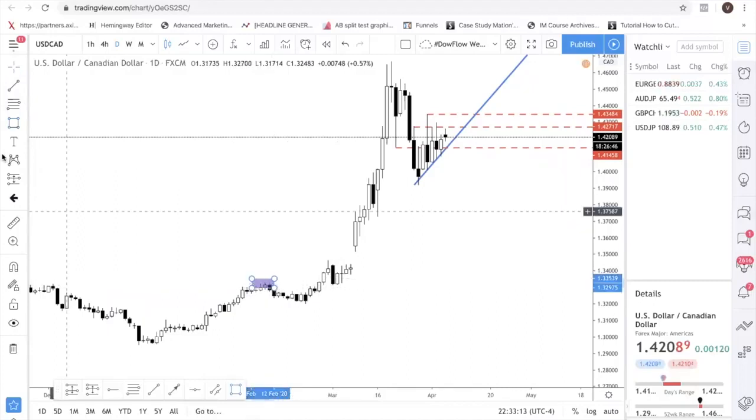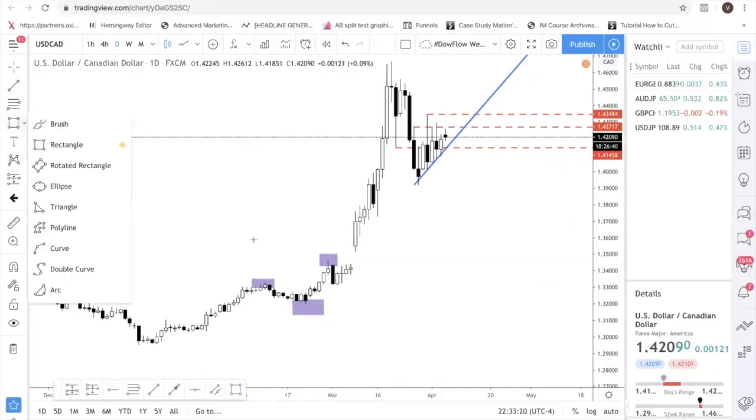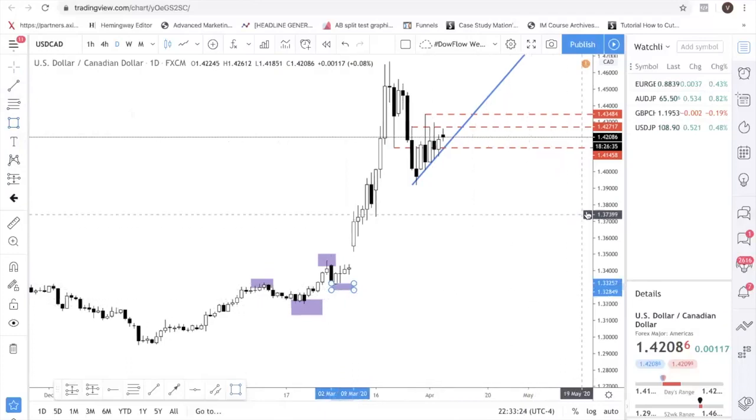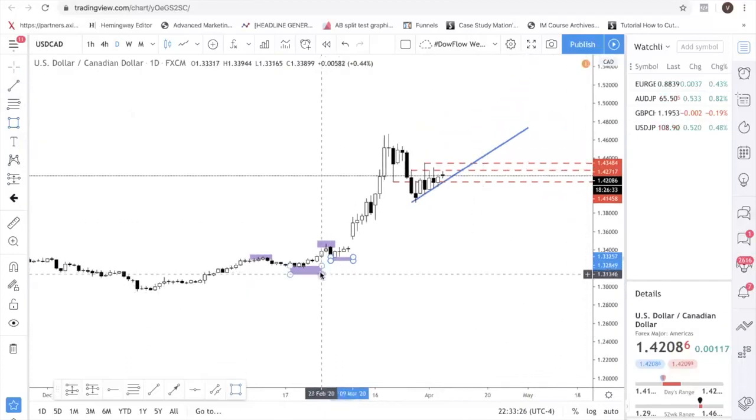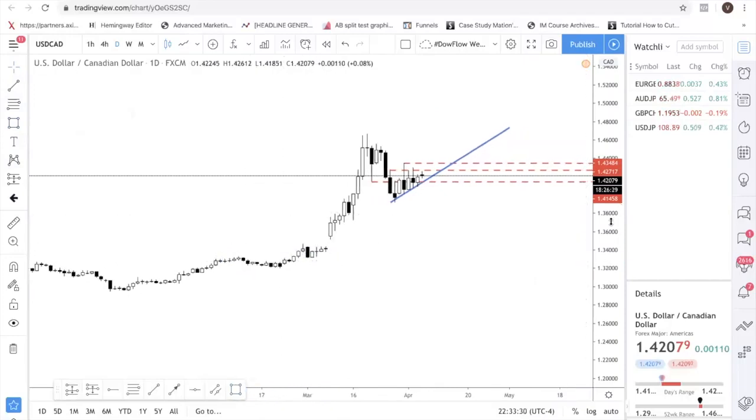You have a high, you have a low. Okay, you have a higher high, you have a higher low. Okay, so this pair is definitely in an uptrend. Okay, and we want to buy, but we need to wait. We need to be patient. Okay, so don't force a trade.